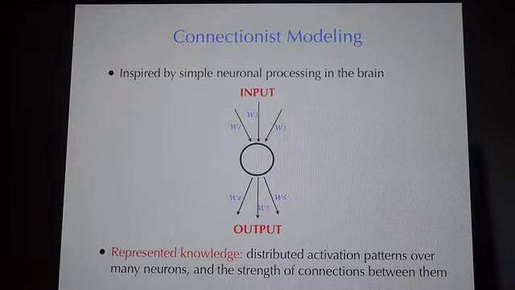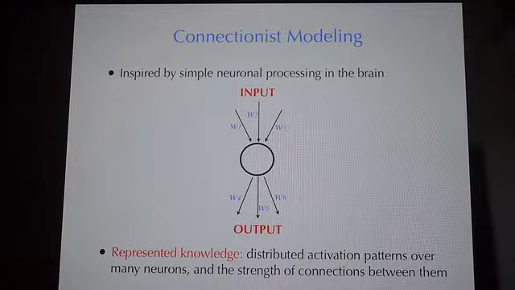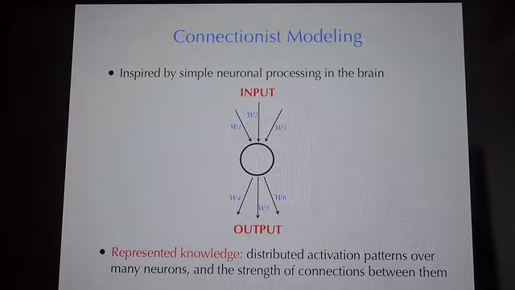So already you can see that the way knowledge is represented in a model of this kind is different from a symbolic model. We are basically looking at certain activation patterns over many neurons and the strength of connections between them.